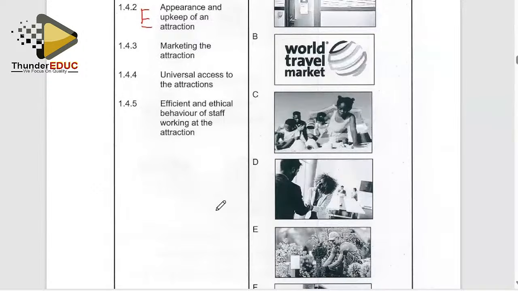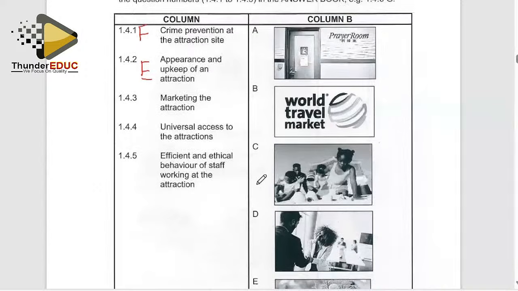1.4.3, marketing the attraction. So marketing the attraction can be done at this event, which is known as the WTM. It can be done at the WTM. Marketing of an event can be done at the WTM, World Travel Market.